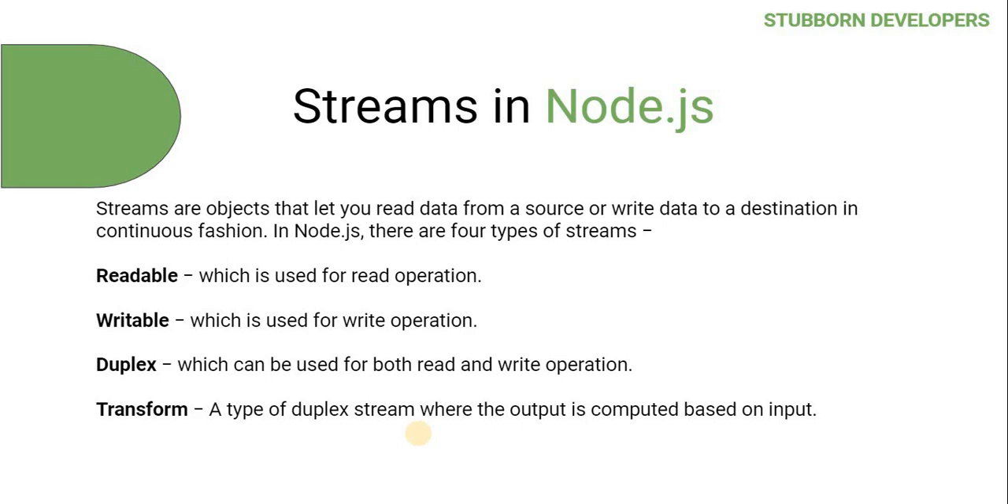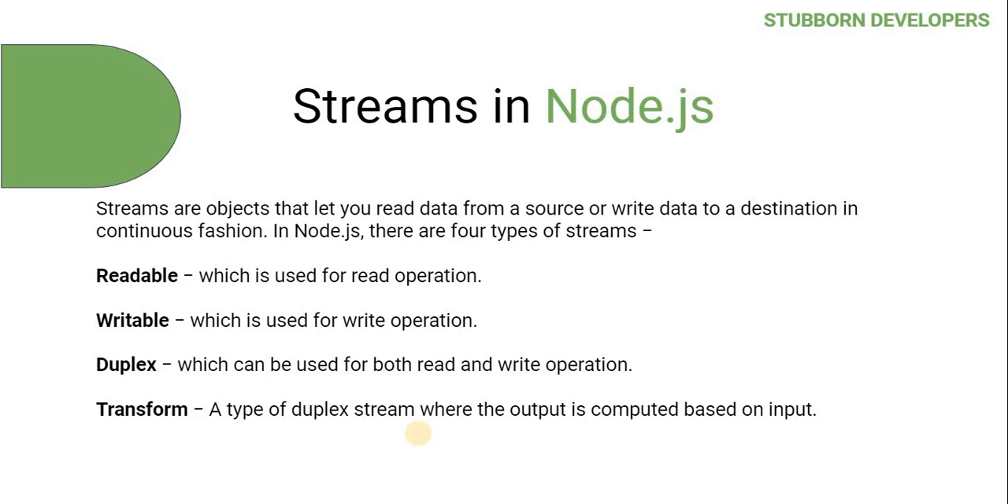First one is the readable, which is used for read operations, and second one is the writable, which is used for write operations, and third one we have duplex, which can be used for both operations, read and write. Okay, and then we have another type of stream, that is transform, a type of duplex stream where the output is computed based on input.